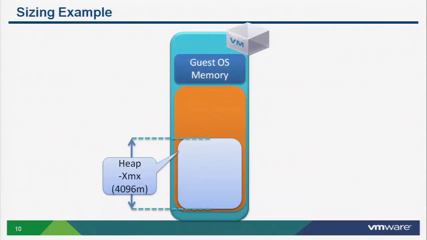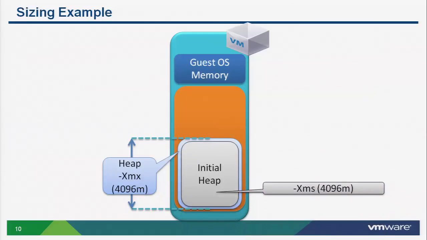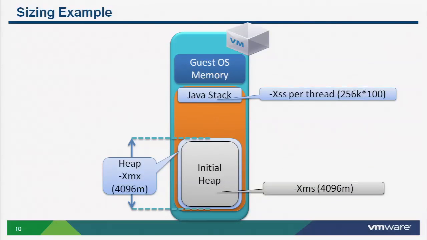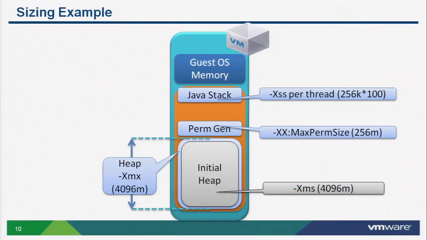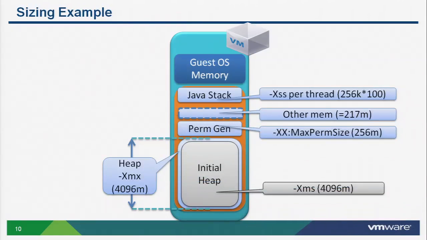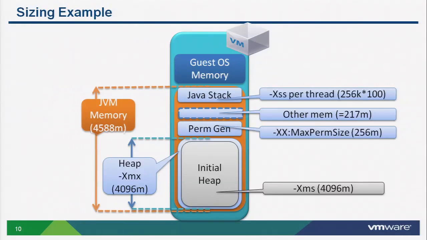So let's take a look at an example here. We have -Xmx at about 4 gig, and an initial heap equal to that. Then we'll choose a Java stack of about 256K. Now, this is JVM and OS dependent. On Linux plus HotSpot, it's 256K as a default. On Windows plus HotSpot, it can be up to 1 meg. And here I'm modeling 100 concurrent threads. I'm choosing a permgen area of about 256 meg. And the other mem section in this case is about 3 to 5% of this number. So it turns out that a 4 gig heap needs about 4.5 or 4.6 gig of actual memory for the Java process.